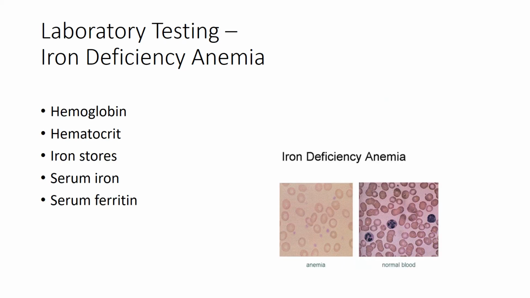So how does the physician determine if an individual has iron deficiency anemia? In addition to doing a physical exam and asking about signs and symptoms, laboratory testing will be done, and they'll look at hemoglobin, hematocrit, iron stores, serum iron, and ferritin. In all these different blood tests, all these levels will be decreased. A microscopic exam will be done, and the blood cells will be microcytic or small and hypochromatic and have less color.